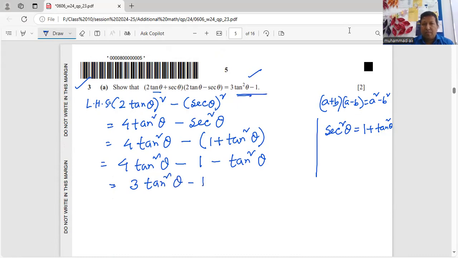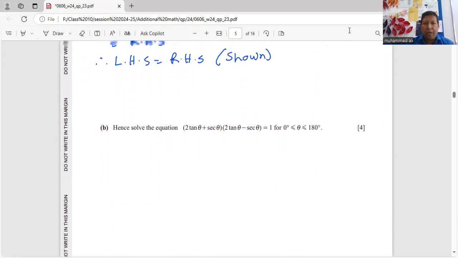So same part. This is the right hand side. Therefore, left hand side goes to right hand side. That means shown. Part A completed. Part B.